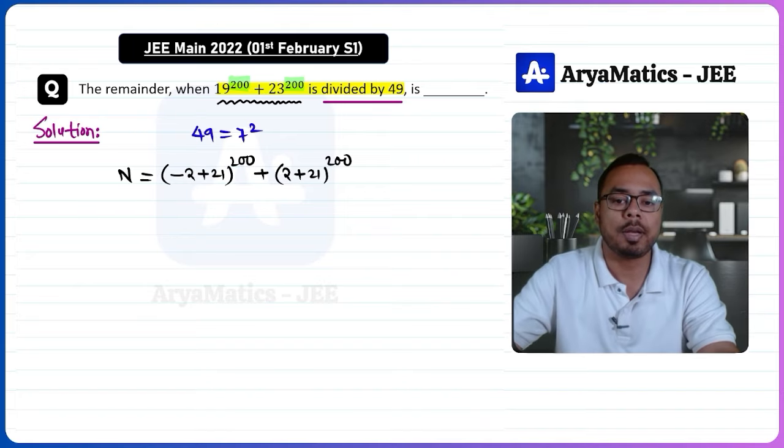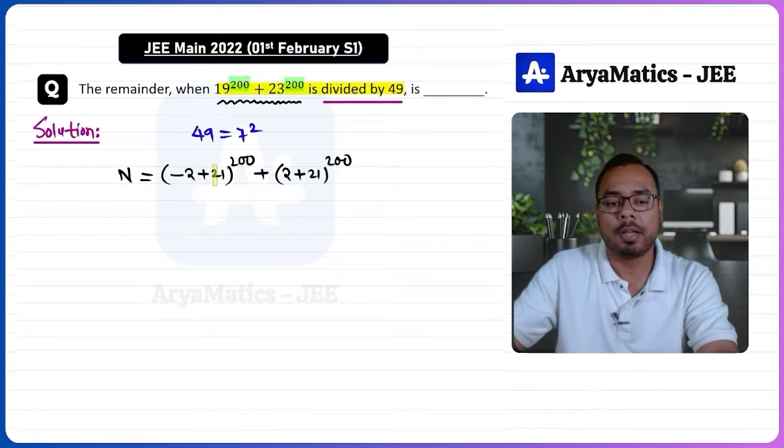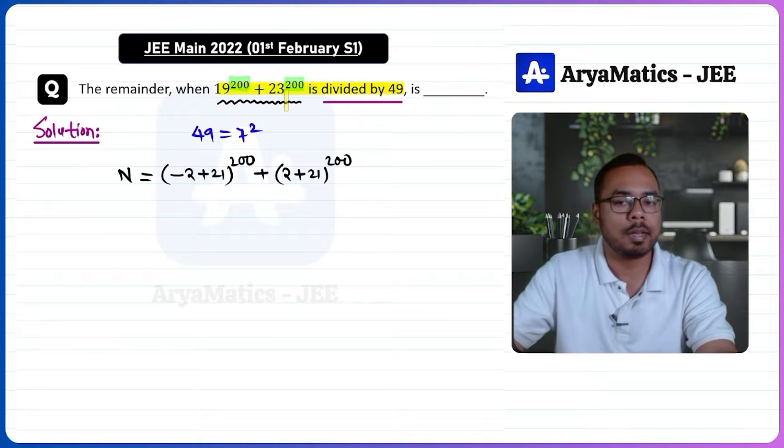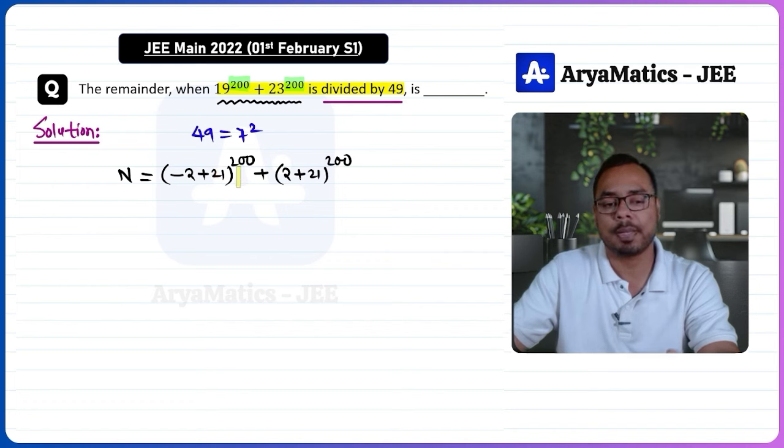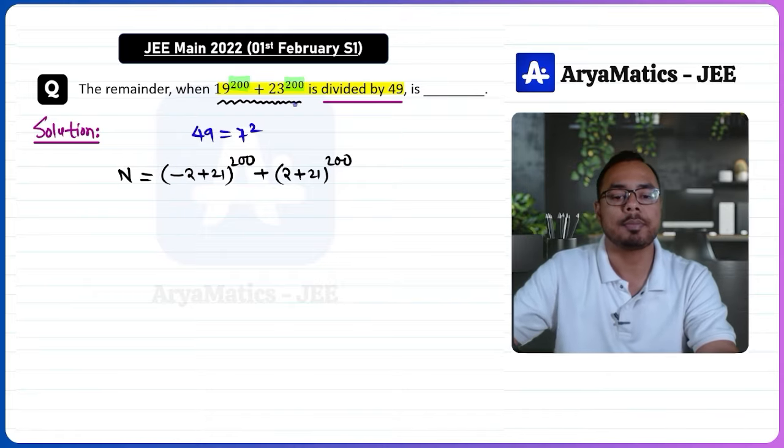Because we have the same exponent, we are dividing by 49, which is 7 square. 21 is a multiple of 7. So here we can break 19 and 23 symmetrically about 21. We can write 19 as 21 minus 2 and 23 as 21 plus 2. Also, I'm trying to write this expansion in increasing powers of 21. Therefore, first I have written minus 2 and then 21.